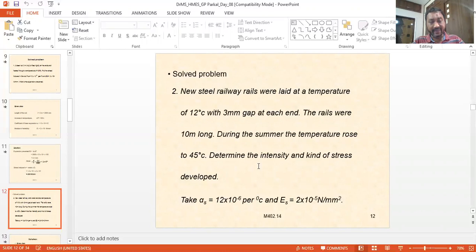And if the expansion of the rail is more than 3 millimeters, then it will go beyond the gap. Whereas, after allowing an expansion up to 3 millimeters, the expansion of the rail is stopped. Then it starts inducing stresses in the bar. So they are the thermal stresses that we have to count.